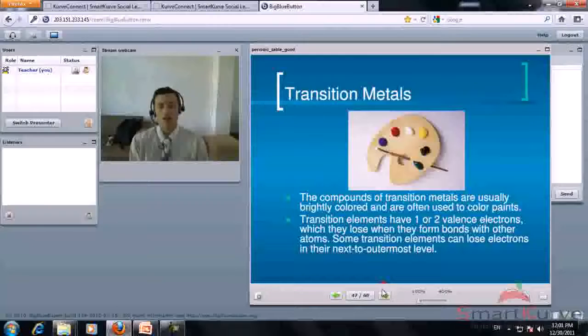Yeah, underneath. Transition elements have 1 or 2 valence electrons, which they lose when they form bonds with other atoms. Some transition elements can lose electrons in their next to outermost level. This gets a little complicated, but it's how many batteries work, on this principle.